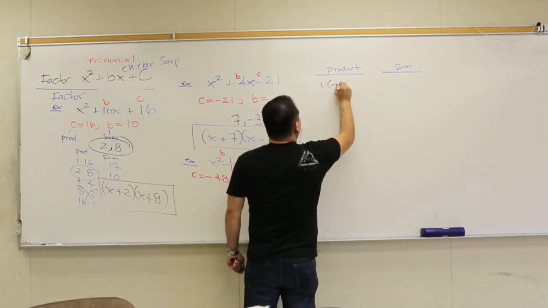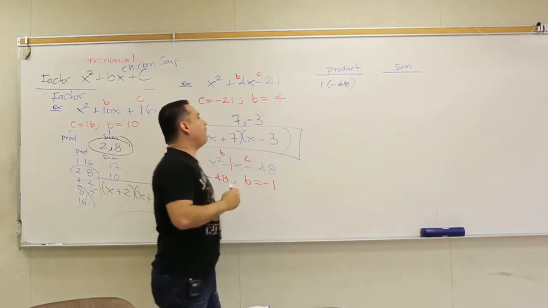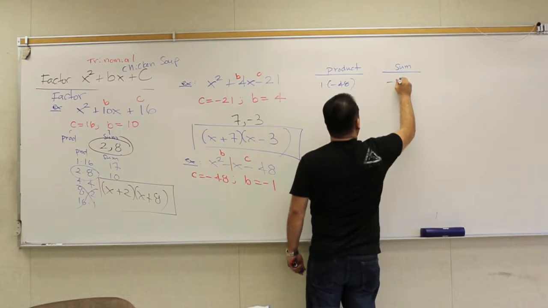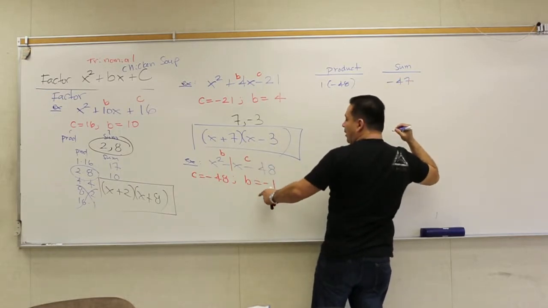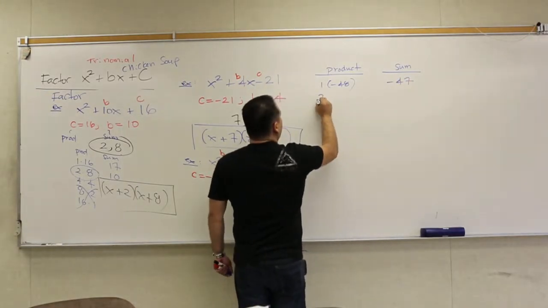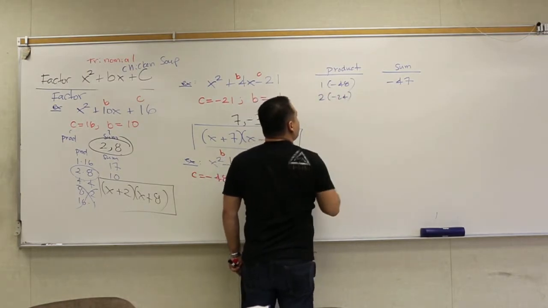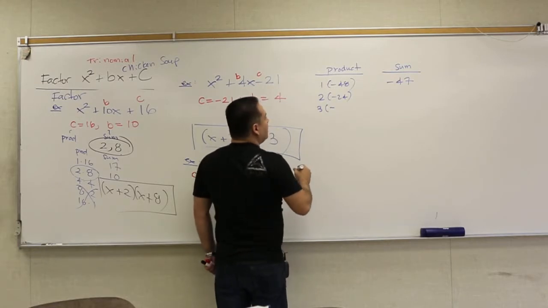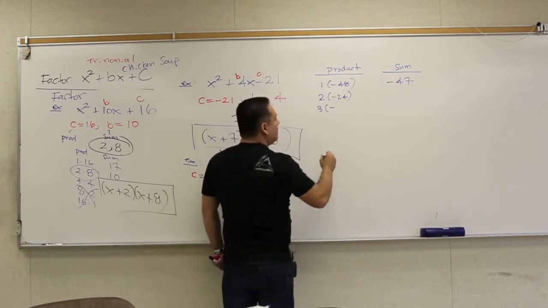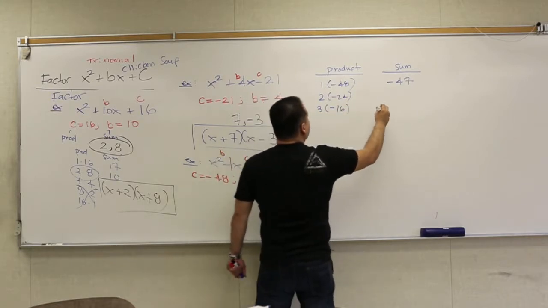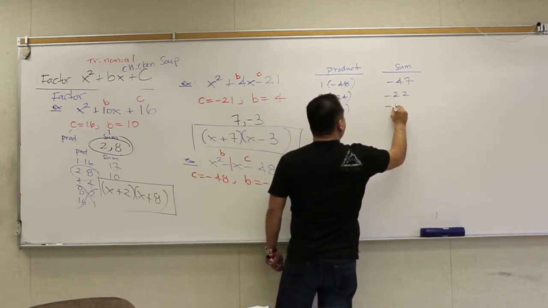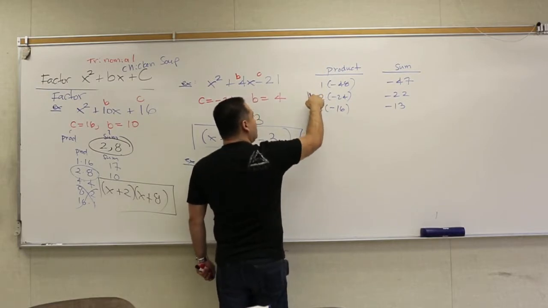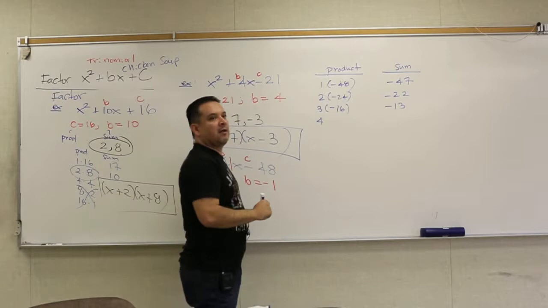What's 1 times -48? Is that -48? What's 1 plus -48? -47. Is that what I'm looking for? No. Okay. Now 2. 2 times -24 is -48. What about 3? 3 times what? Is that -16? What if I add these? Isn't this -22? And this is a -13. What comes next? 4. Notice 1, 2, 3, what? 4. I'm doing this systematically.